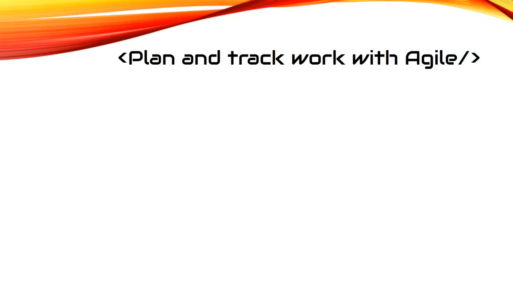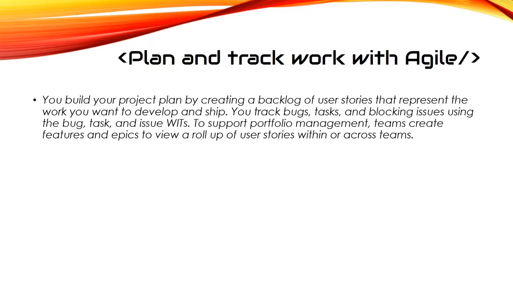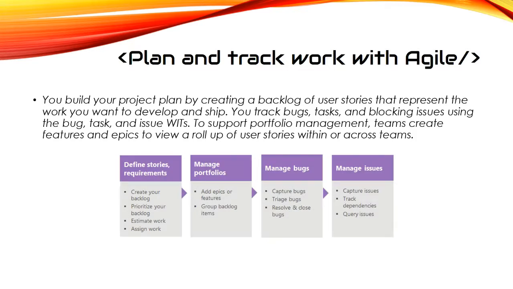Plan and track work with Agile. You build your project plan by creating a backlog of user stories that represent the work you want to develop and ship. You track bugs, tasks, and blocking issues using the bug, task, and issue work item types. To support portfolio management, teams create features and epics to view a roll-up of user stories within or across teams.